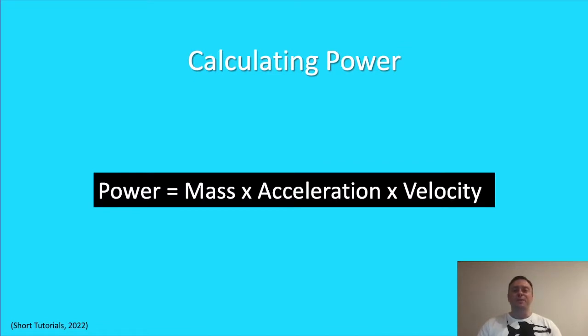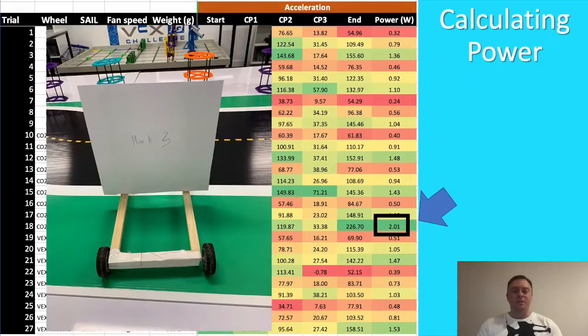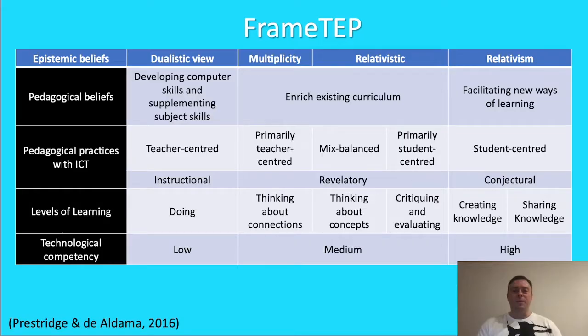Power was useful for this experiment because it was a numeric representation of both the mass multiplied by the acceleration and the velocity. The power of trial 18 showed how much superior it was, and similar data was found for the max and the min in these tables.